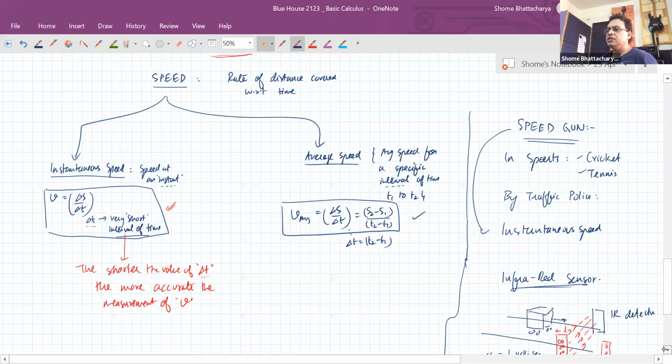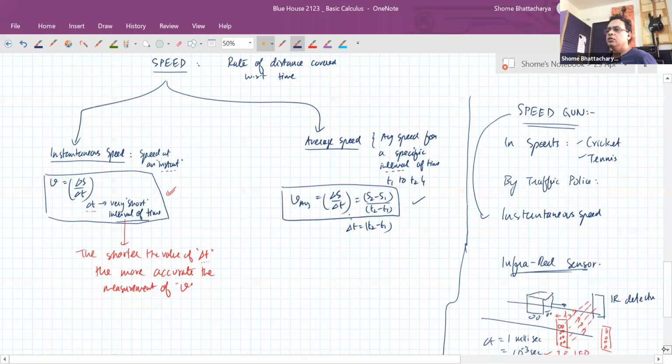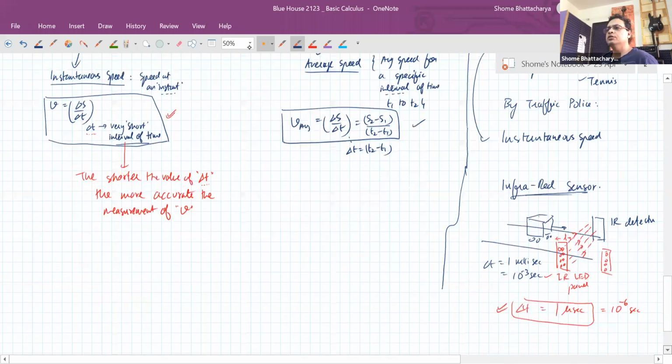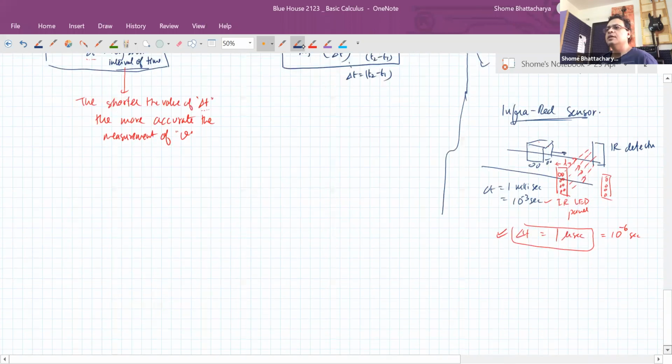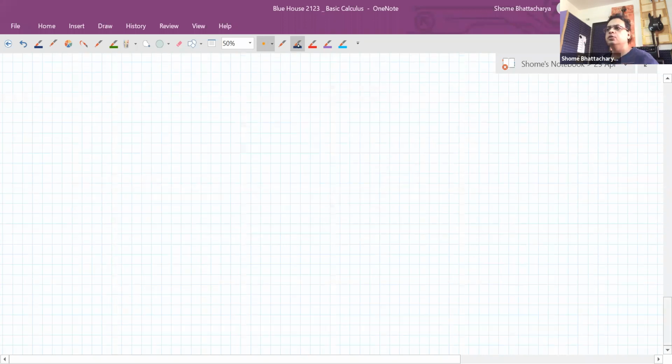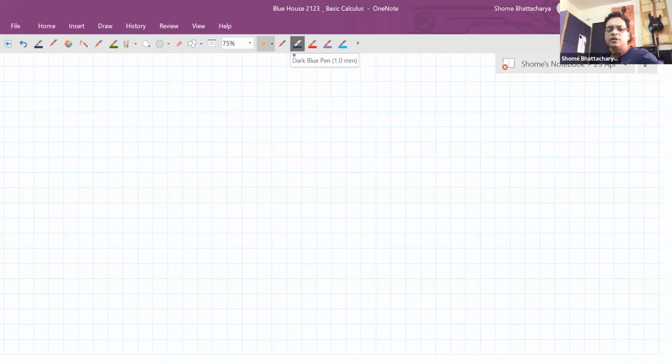Now, let us discuss this in the context of two examples of motion. And again, those examples of motion will be in the context of Newton's laws. So now we are again going back.